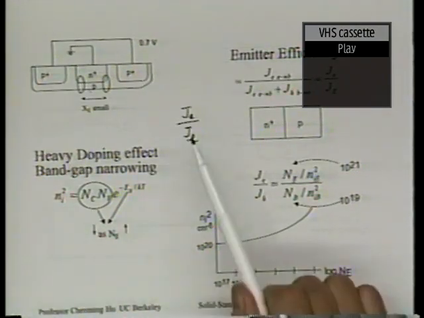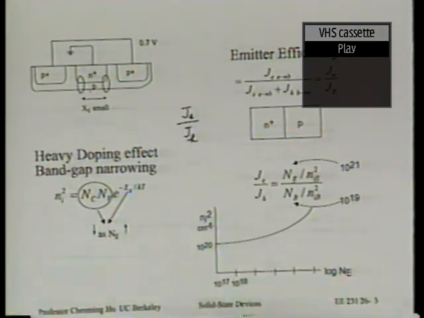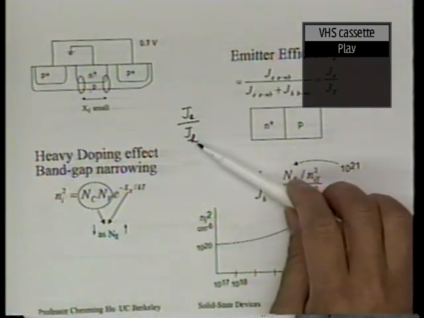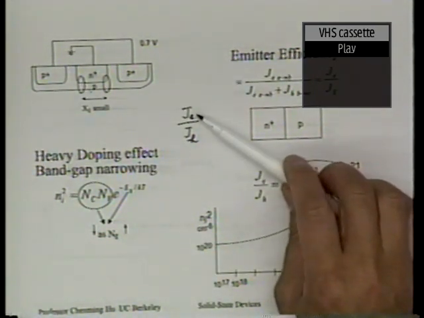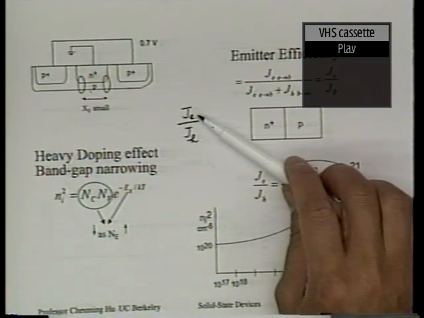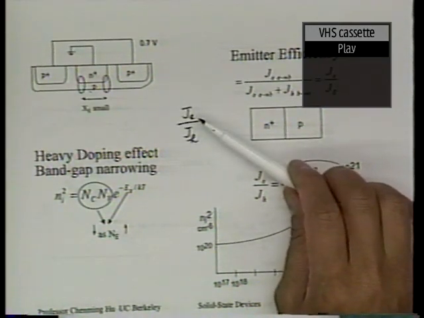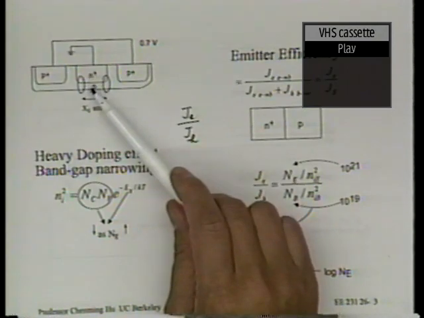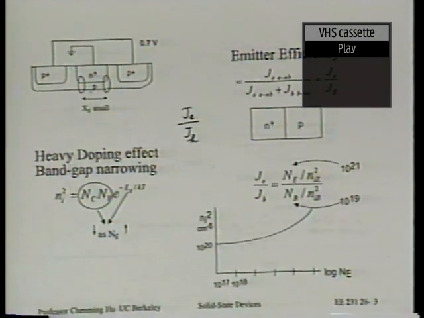Therefore, if we can make this ratio very large, we can get a very large collector current to base current ratio. We get large current gain. Do you follow this? So this basically is the base current, and this basically is the collector current, roughly speaking. So we really want a lot of carrier injection from the emitter into the base, and very little carrier injection from the base into the emitter. All right, that's a fact.